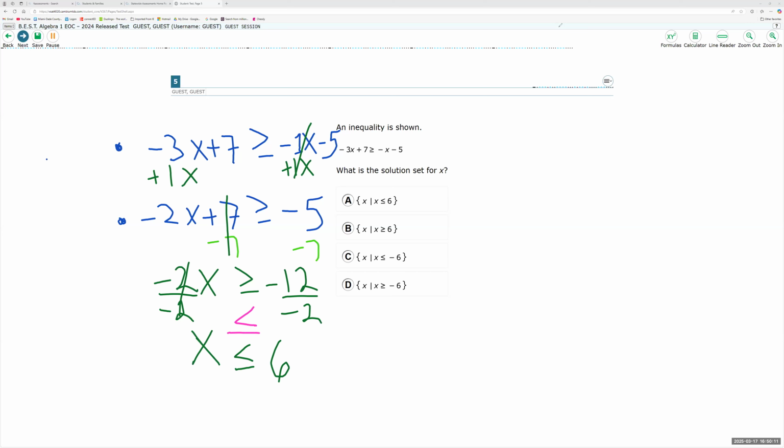I don't see any other one. Let me do a quick double check of what is going on. Did I copy the problem right? Okay, did I add a +1x? That gives me -2x. Take away 7 and I get -12 divided by -2. Flip the sign and it's +6. So yes, it is A. Pause your video.